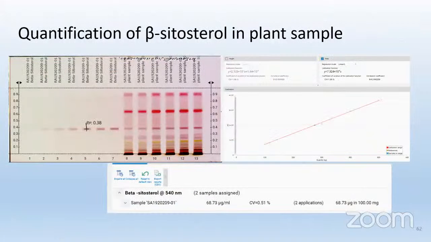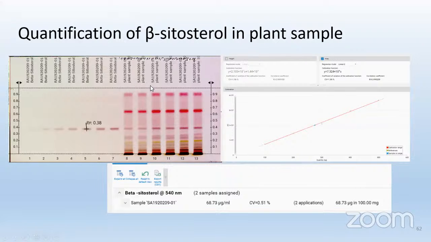We can also go for quantification even after derivatization. As I have mentioned, some of the compounds do not show any response in UV or in fluorescence. They can be made visible by using a derivatizing reagent. In this case, we have used anisaldehyde sulfuric acid as one of the derivatizing reagents. We have derivatized the plate with this reagent and we could see separation for beta sitosterol.